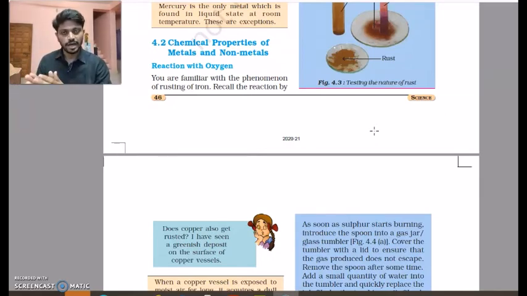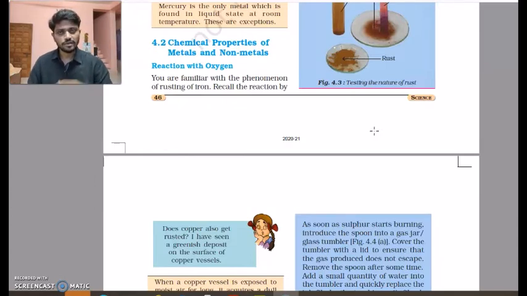So if you add oxygen to iron, it will form iron oxide. If you try to burn magnesium, it will form magnesium oxide. Now we also want to check the nature of these oxides. Are these oxides basic in nature or are they acidic in nature? How can we check this?